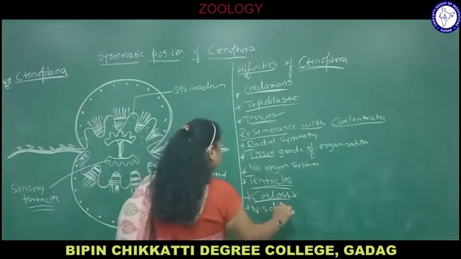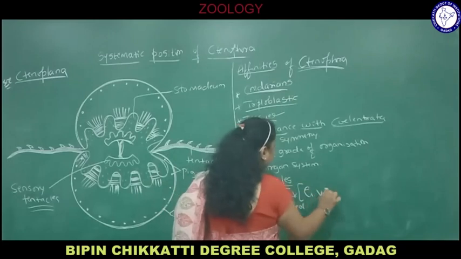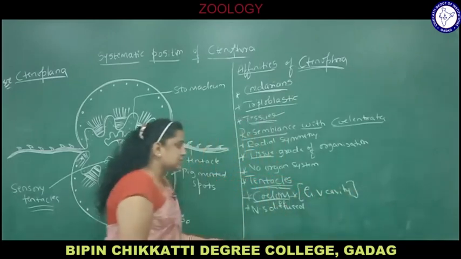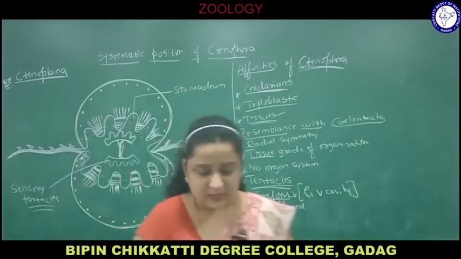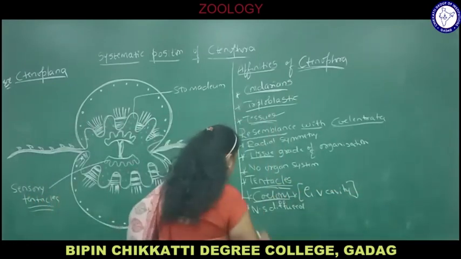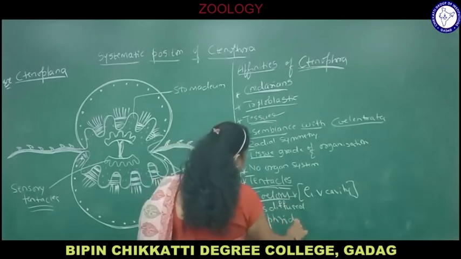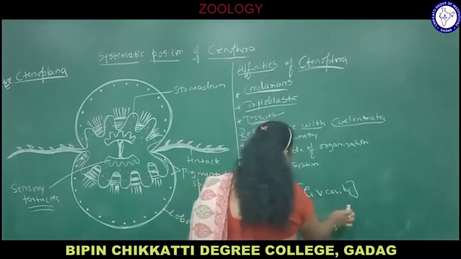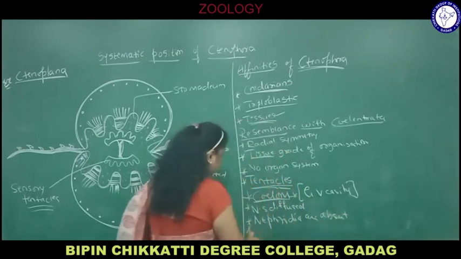Nervous system is diffused in both. Here you can write there is presence of gastrovascular cavity in both. Cnidaria also has gastrovascular cavity, Ctenophora also has gastrovascular cavity. Nephridia are absent. Nephridia are the excretory organs. As you know, there are no excretory organs as such, so nephridia are absent in both.